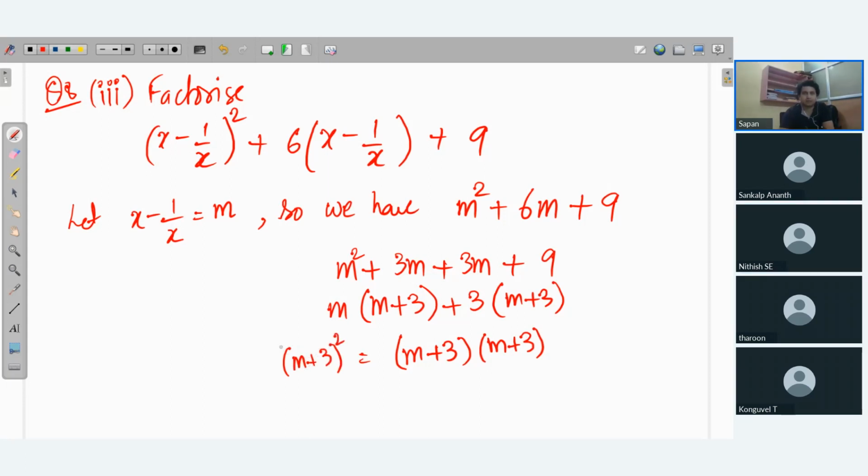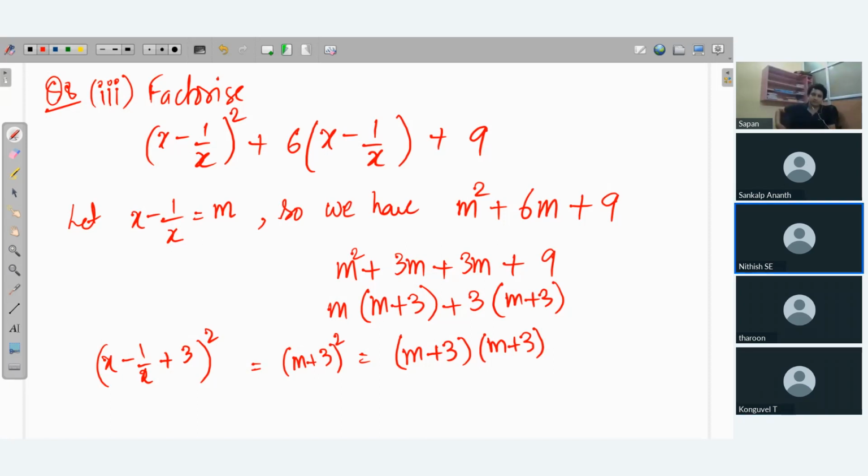Now we will bring back our original expression, which is (x minus 1)/(x plus 3) whole square. So there are two factors of it. Both are the same: (x minus 1)/(x plus 3). So this was the answer.